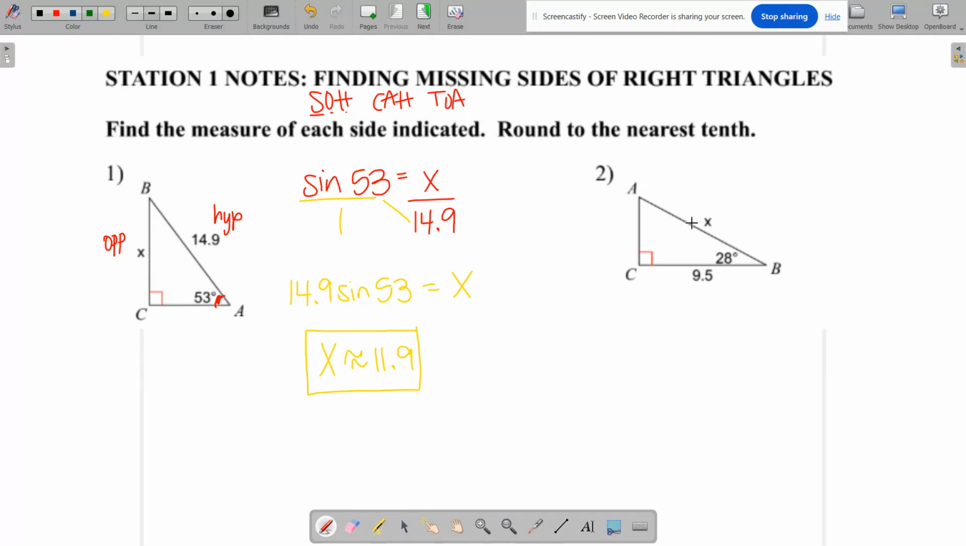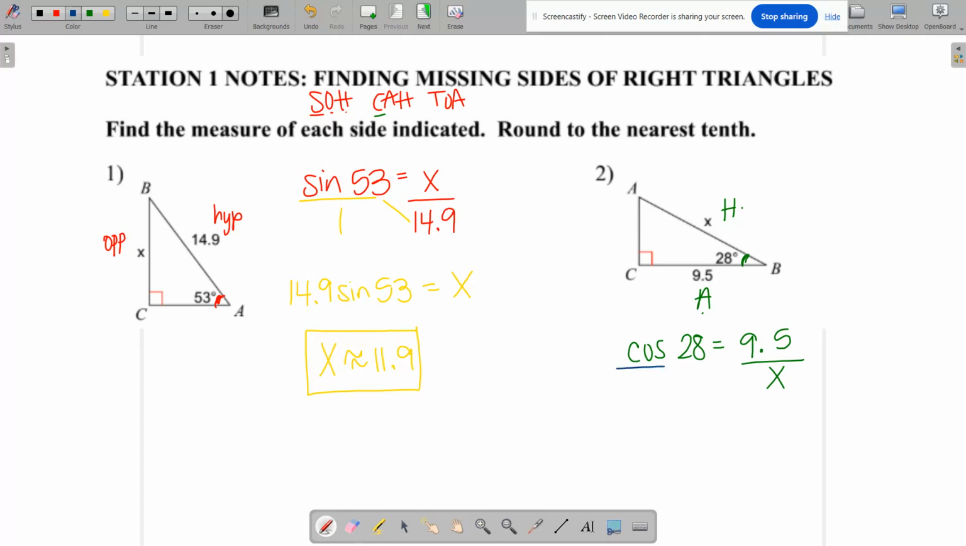Let's do another one. Here we have 28 degrees. So this would be the opposite side. We're not using that side. This side would be your hypotenuse, and this side would be the adjacent. So what trig function uses the adjacent and the hypotenuse? That would be cosine. So we could say that the cosine of 28 degrees equals adjacent over hypotenuse, so 9.5 over x. Again, we want to solve this.